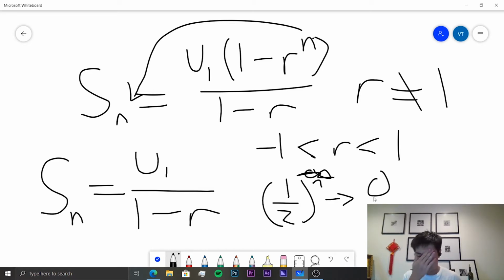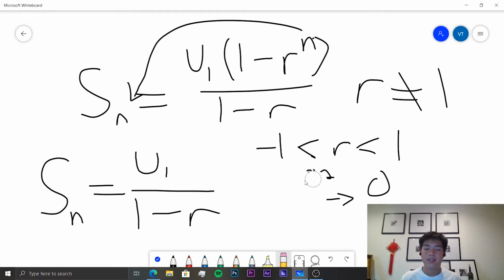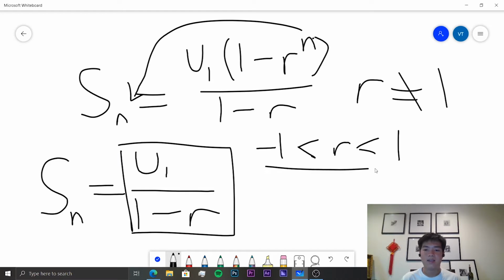This is more of a limits problem, and we'll get to that much later in the course. But for now, just know that if you want to calculate the sum of an infinite geometric series, we use this formula, as long as negative 1 is less than r, which is less than 1. Okay, now we can jump right into some problems, and yeah, let's go.